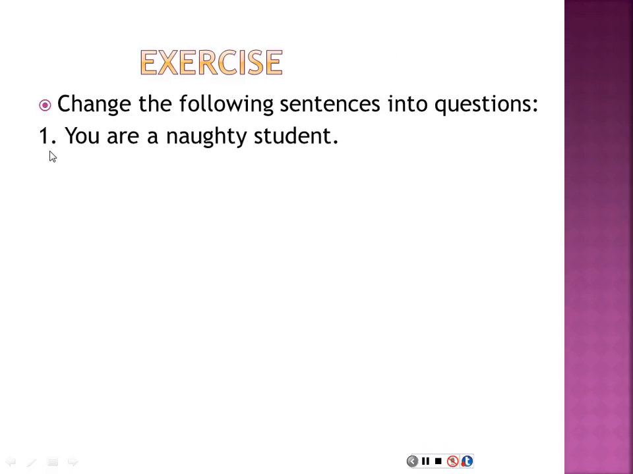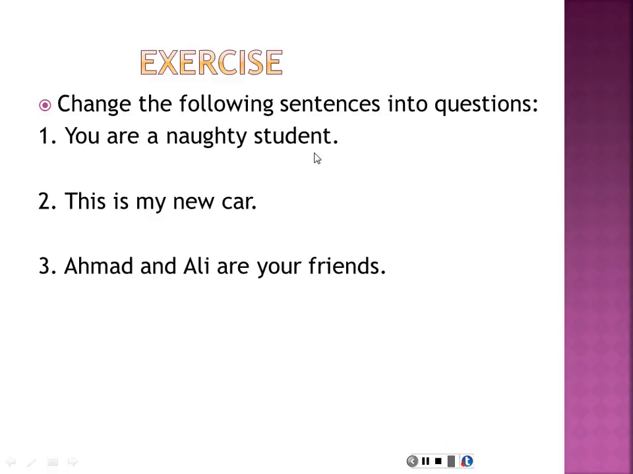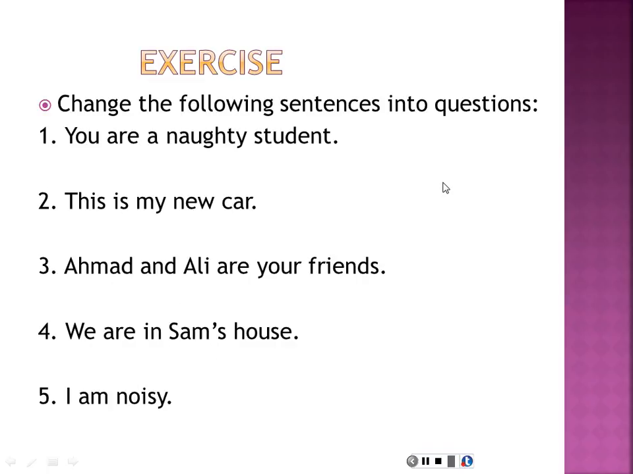So, the first one, you are a naughty student. Number two, this is my new car. Number three, Ahmed and Ali are your friends. Number four, we are in Sam's house. Number five, I am noisy. It means I am noisy. So I hope I'm not noisy.